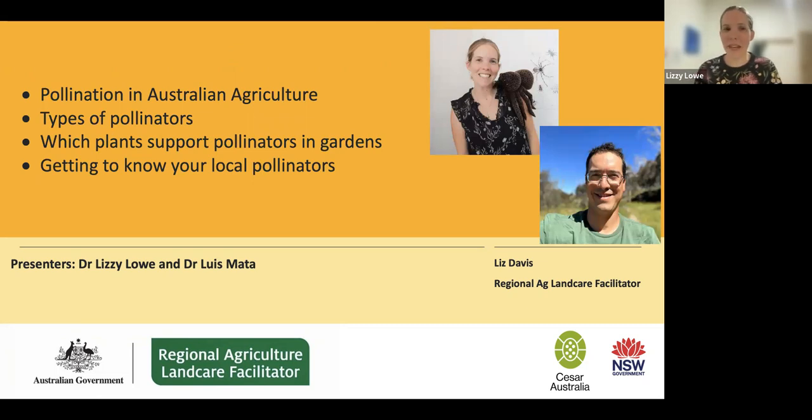The topics that we're going to be covering today are a little bit about what pollination looks like in Australian agriculture. We'll talk about some different types of pollinators which you might not have come across before. We'll talk about the different kind of plants which you might be looking at to support pollinators in your gardens, and then how you can get to know the local pollinators in your area.